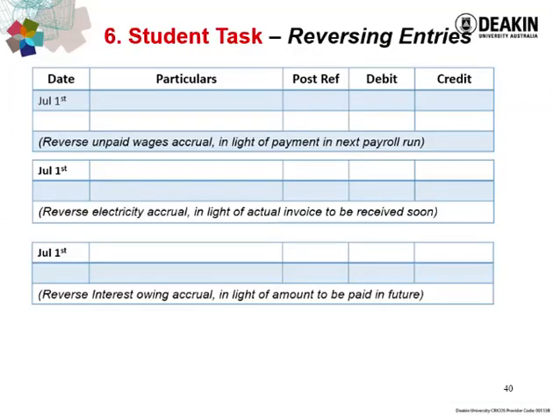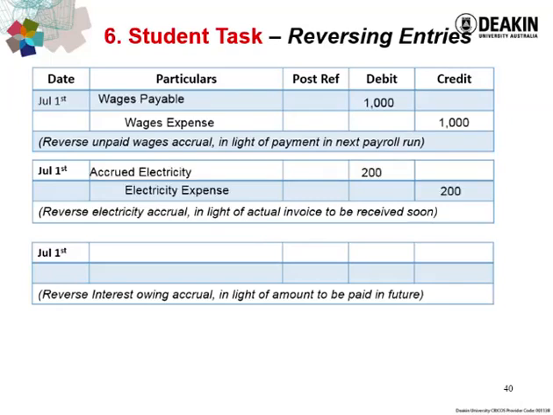Finally, reversing entries. Recall that reversing entries are not compulsory, and we only do reversing entries for certain types of adjusting entries. Here we can reverse accrued wages. So debit wages payable, credit wages expense 1k. Okay, and please use the correct date. We only do the reversing entries at the start of the new period. So that's 1st July in this case. And we can also reverse accrued electricity expense. So we debit accrued electricity, credit electricity expense $200, and interest payable as well. So we debit interest payable, credit interest expense $300.